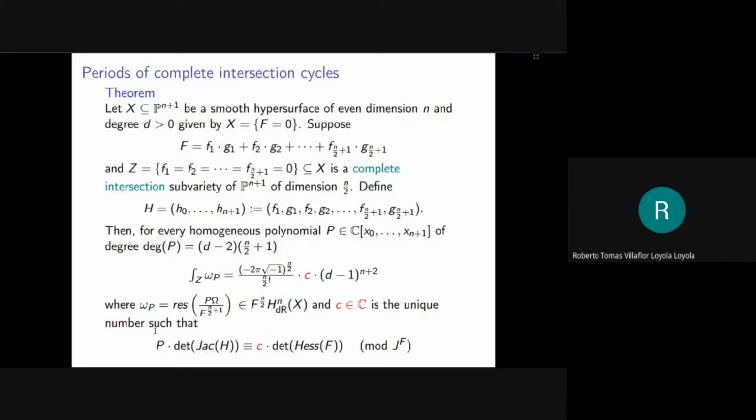is contained in this factor, which is relating the coefficients of these three polynomials. One of these polynomials is containing the information of the differential form. This other polynomial is containing the information of the algebraic cycle, and this other polynomial is containing the information of the ambient hypersurface X.